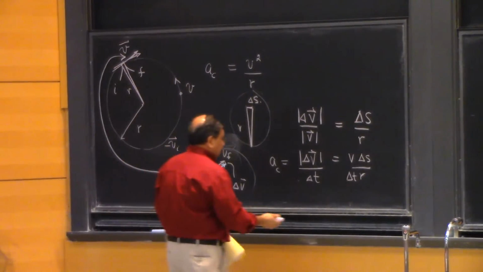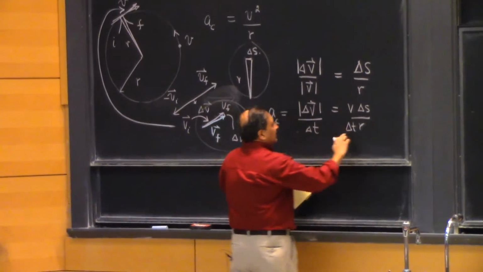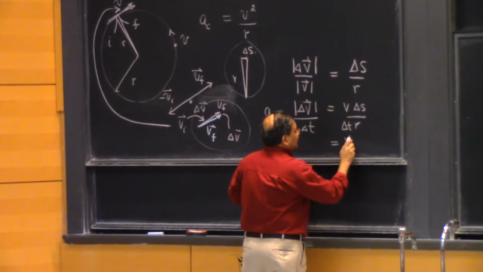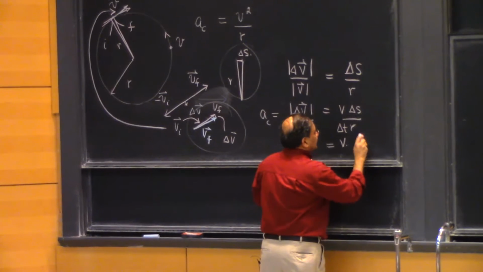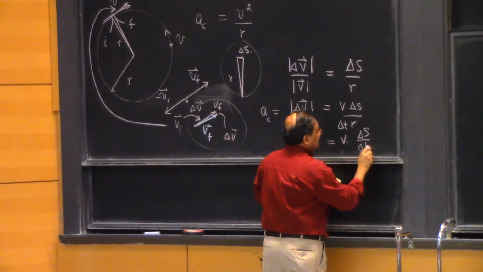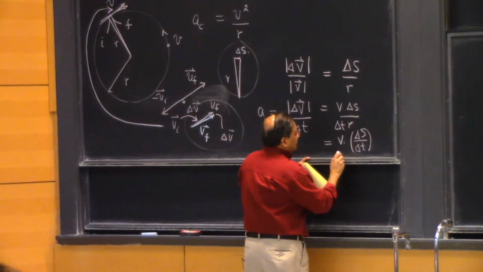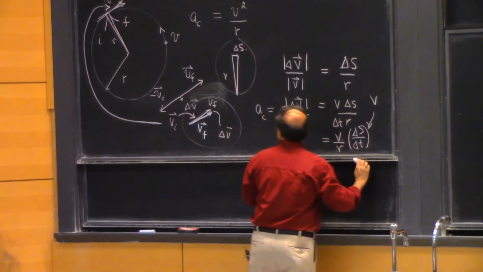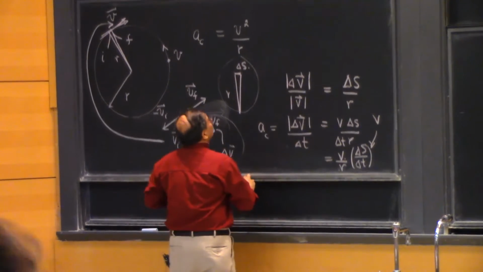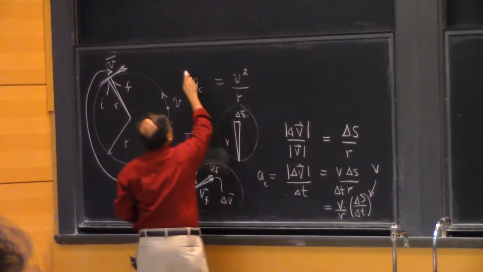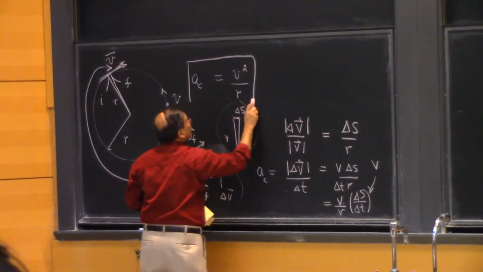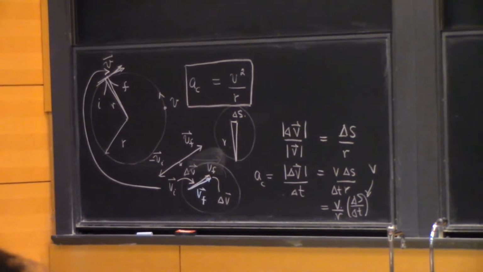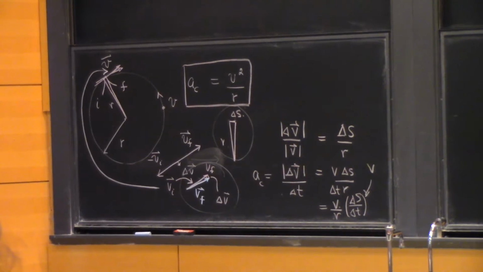So that makes it very pretty, because delta S over delta T is nothing but V. So it will become V times delta S over delta T, divided by R. But this also is a V, and that's the reason why we have centripetal acceleration as V squared over R. So I just wanted you to understand where this formula came from.